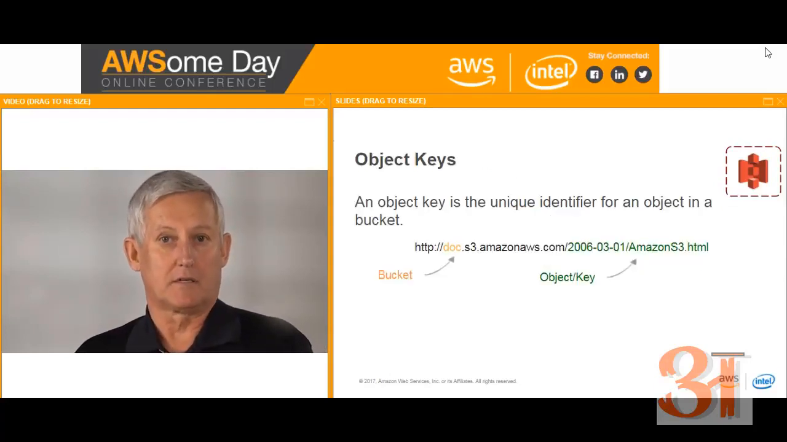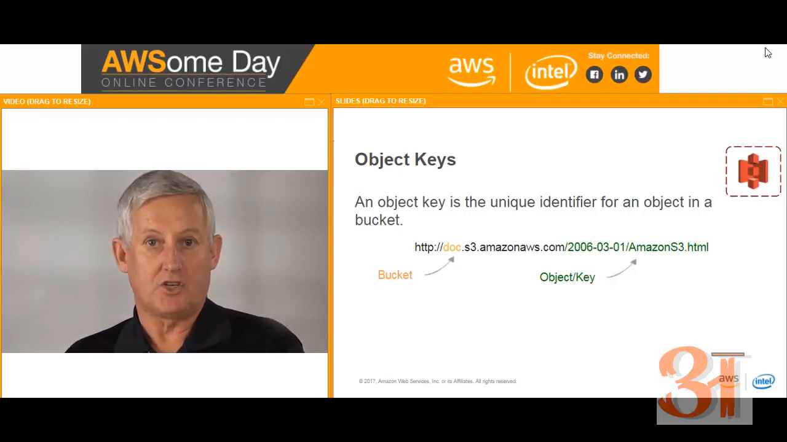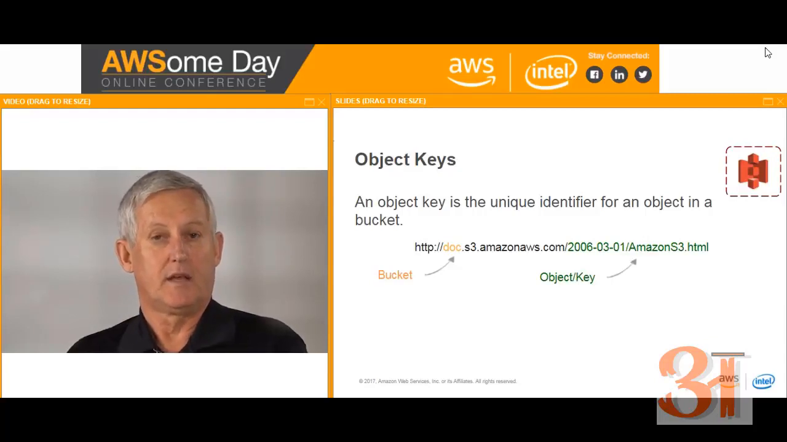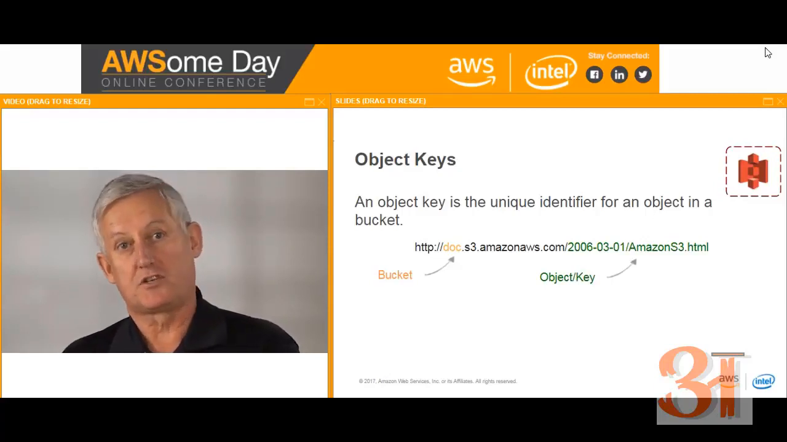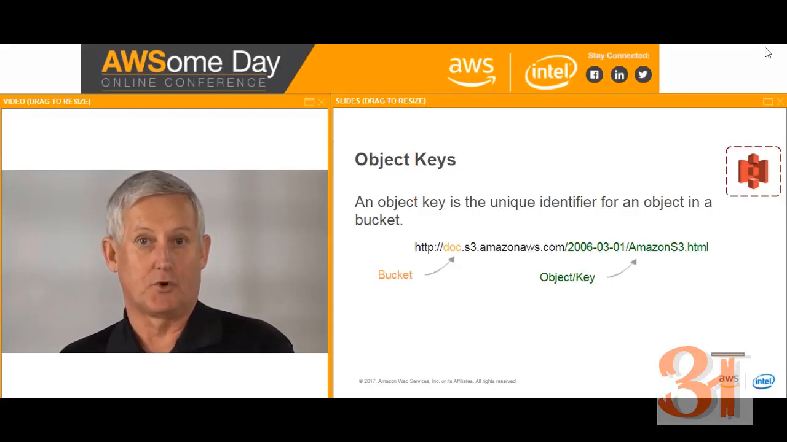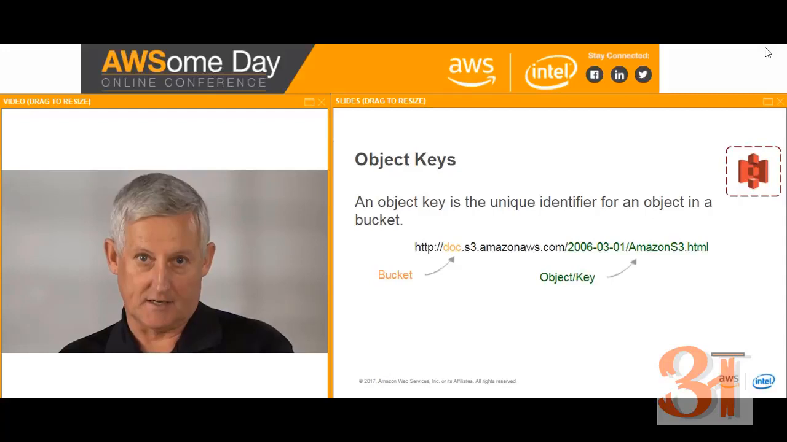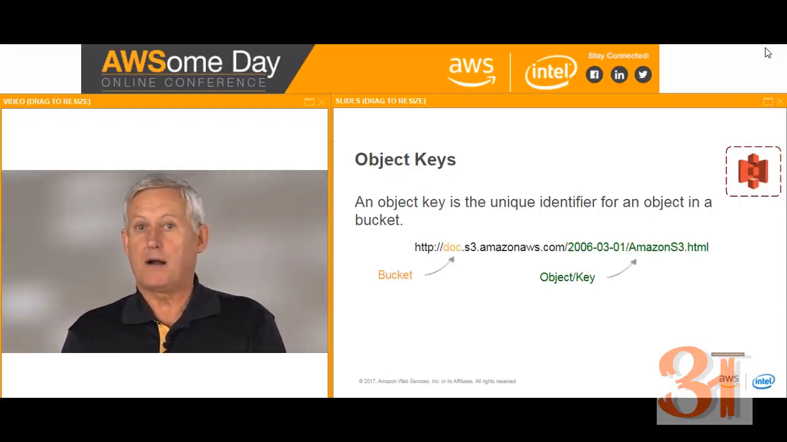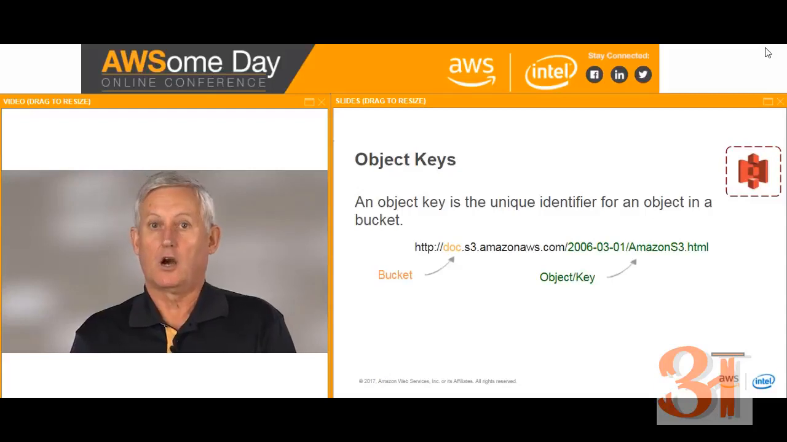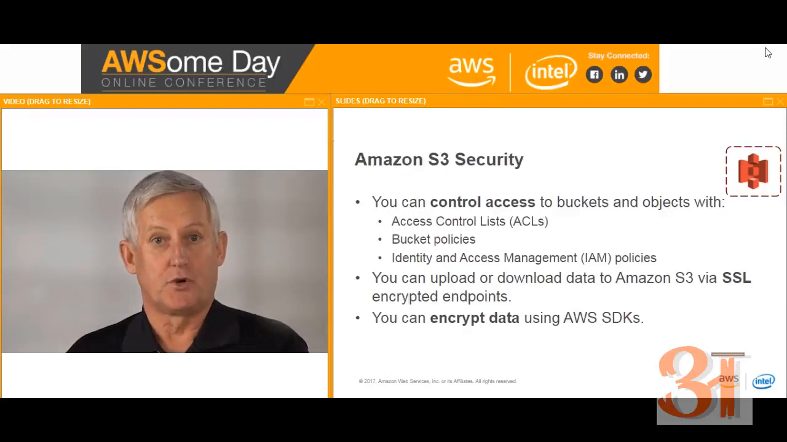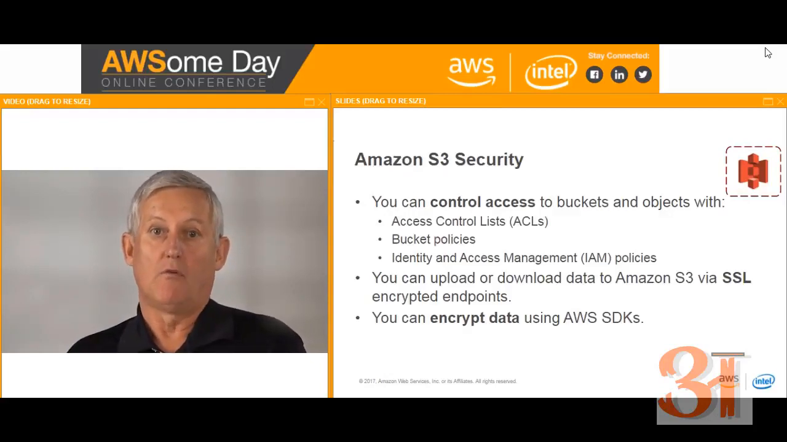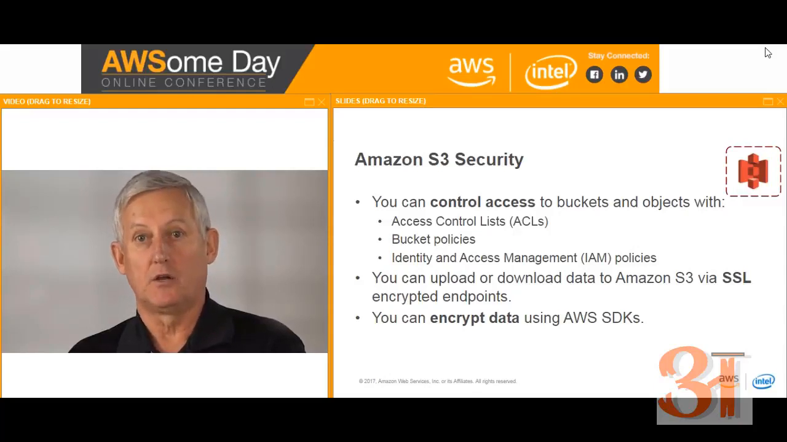The combination of a bucket, key, and optionally a version ID uniquely identifies each object stored in S3. In this example, doc is the name of the bucket, and 2006-03-01/AmazonS3.html is the object key. It is important to note that bucket names must be globally unique across all AWS regions and accounts. With Amazon S3, you have total control of who has what access to each object you store in S3.